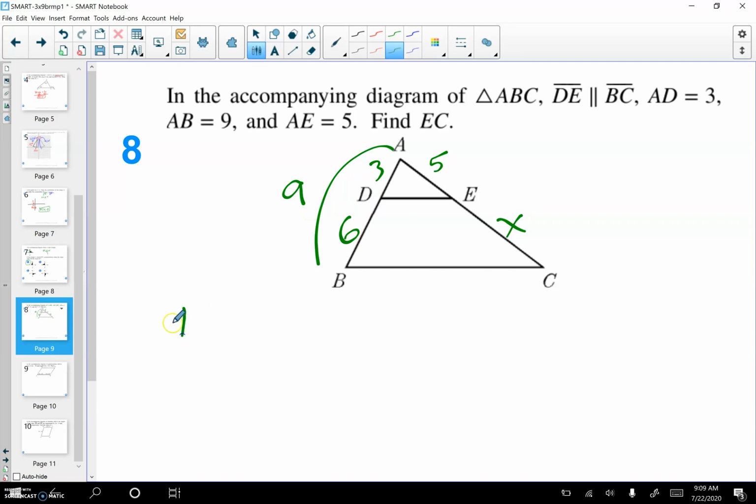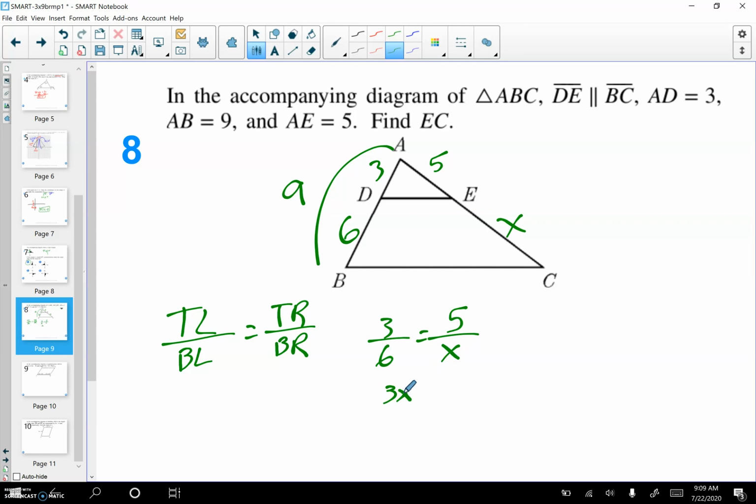And now we can go with our very simple top left over bottom left equals top right over bottom right. So 3 over 6 equals 5 over x. Cross multiply. 3 times x is 3x. 6 times 5 is 30. We'll divide both sides by 3, and we get that x is 10. Okay, so a simple proportion setting up based on what they give us.